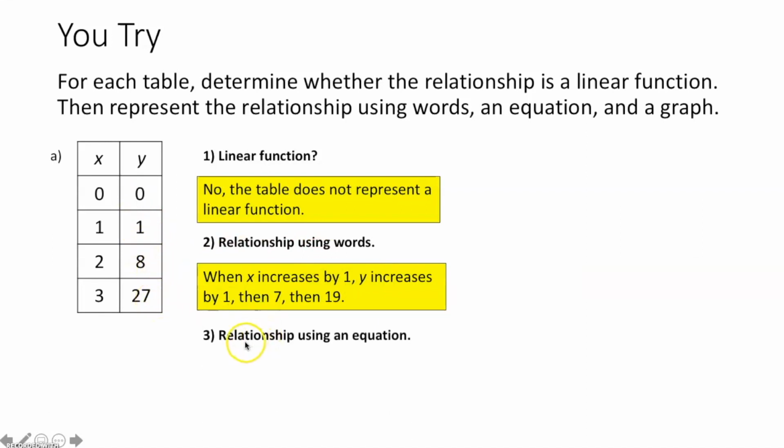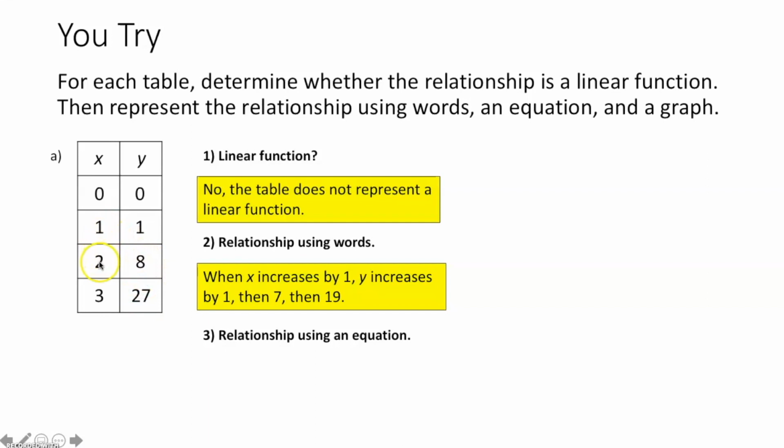So now we have to describe this relationship using an equation. So it's going to be y equals, and then we're going to have to do something to x to get y. Well, think about what we did last time. We squared it to get our y value. Is there something that you see? Is there a pattern that you see? Is there something we could do to these x values to get these y values?